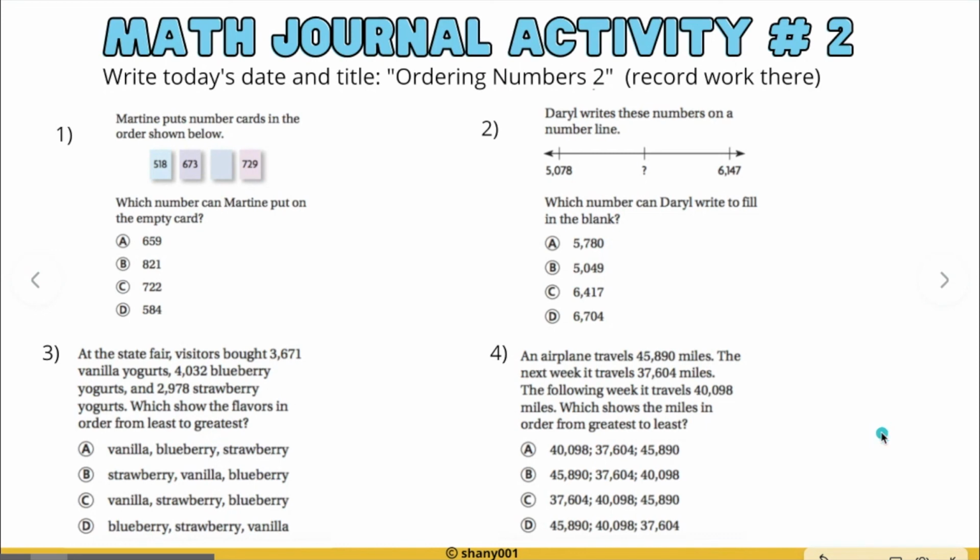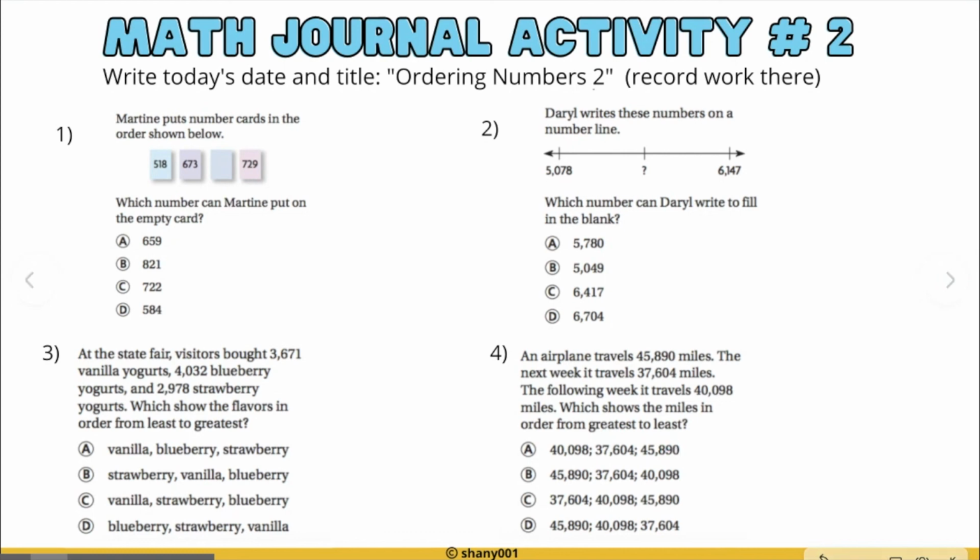And number 4. An airplane travels 45,890 miles. The next week, it travels 37,604 miles. The following week, it travels 40,098 miles. Which shows the miles in order from greatest to least, biggest to smallest?